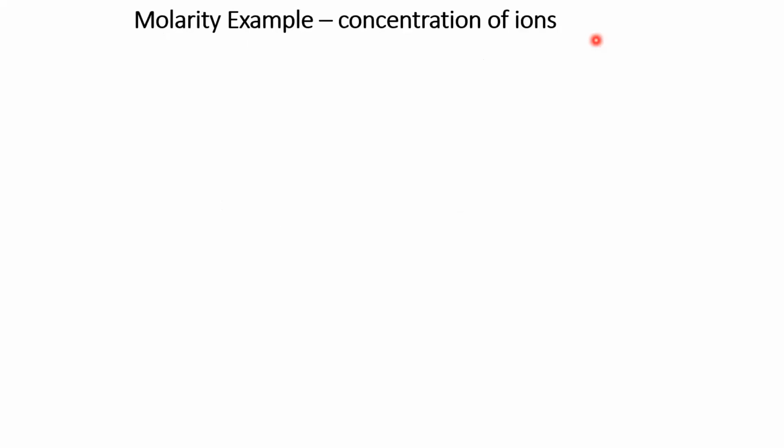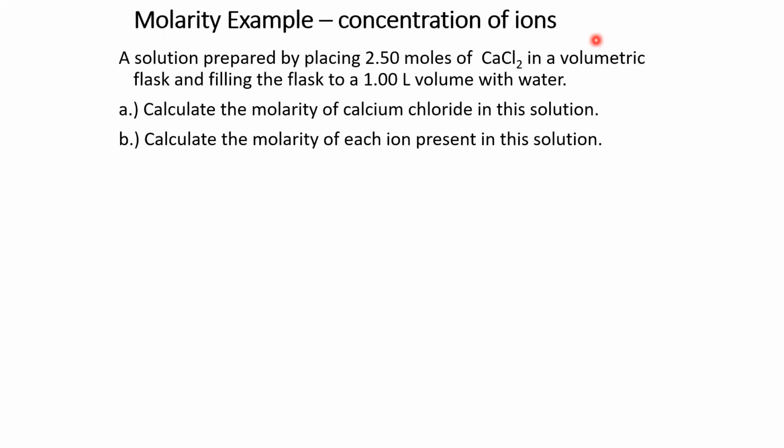So let's look at another problem. We're going to add a step onto this problem. It says a solution is prepared by placing 2.50 moles of calcium chloride in a volumetric flask. And we'll look at that in a couple of minutes. It's just a flask that's used to measure volumes for solutions. And filling it to the 1 liter mark with water.